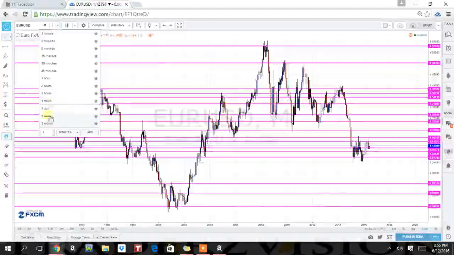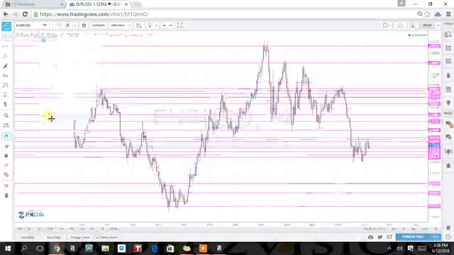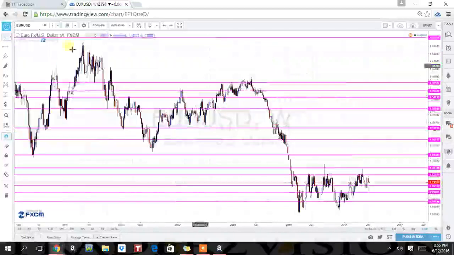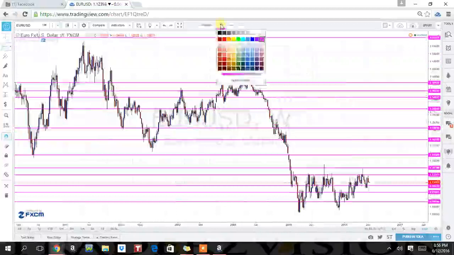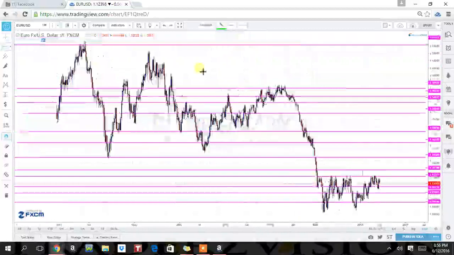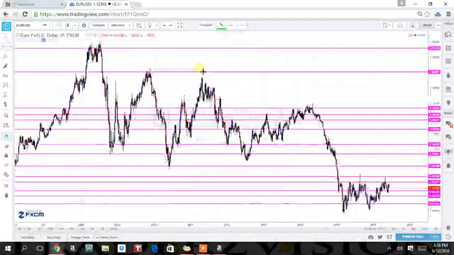Well, I'm gonna go down to the weekly now. Since I'm on a different time frame, I want to switch the colors of the horizontal line so I know what time frame it's from and how strong it is. I'm gonna go ahead and do green for the weekly. Same stuff. You just zoom out, switch to a line chart. Zoom out as much as you can.